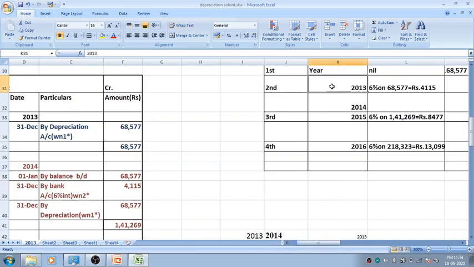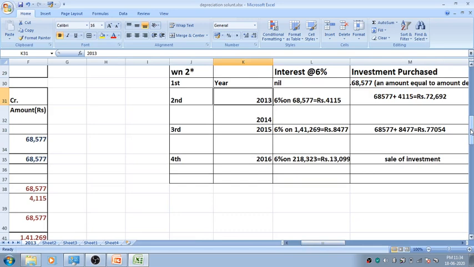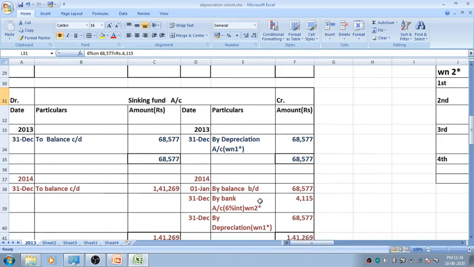You can provide a working note on that. In 2013, 6% on 68,577. It comes to 4,150. Okay, so now we write the interest amount by bank account. By bank account amounts to 4,150.